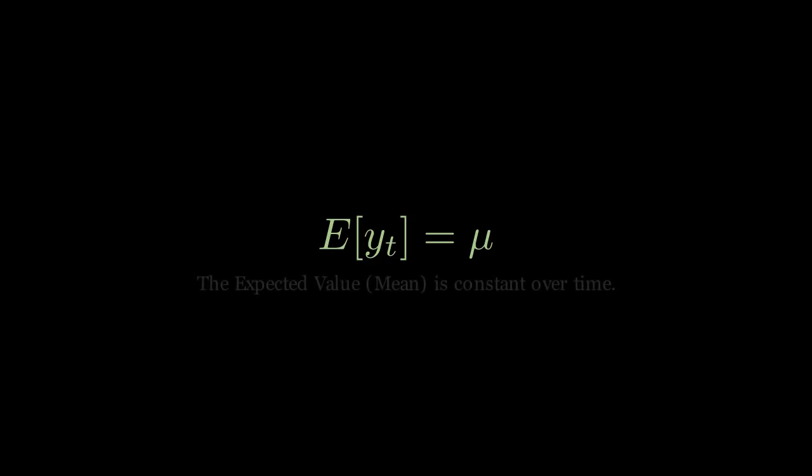The most critical pillar of stationarity is a constant mean. If a time series has a trend, meaning it's generally going up or down, the mean is moving. This is a nightmare for most forecasting models because they rely on the past mean to predict the future. If the mean moves, the past is no longer a reliable map for the future.